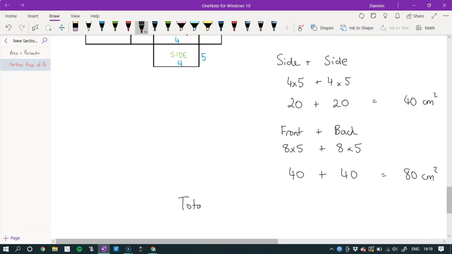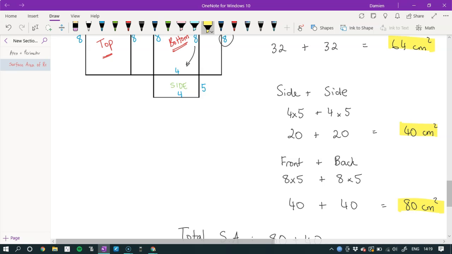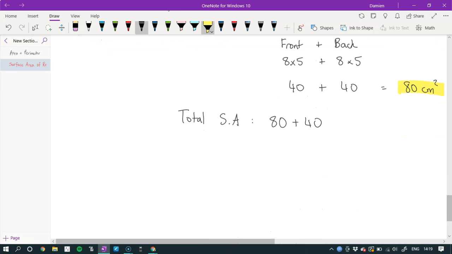So our total surface area is going to be all those numbers added up. It's going to be 80 plus 40. So we've got 80 plus 40 plus 64. And that's going to give us a total of 184 centimeters squared. And that's our final total surface area.